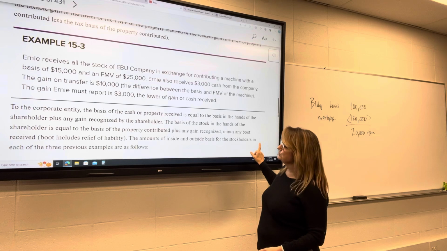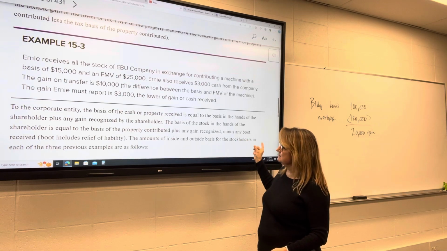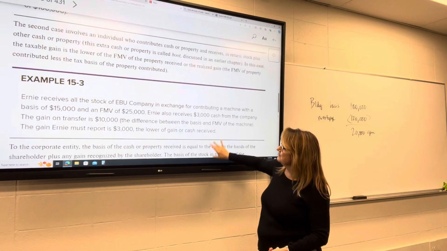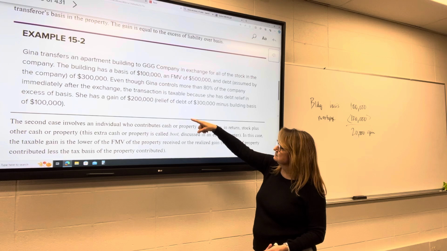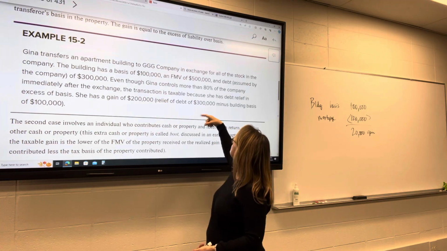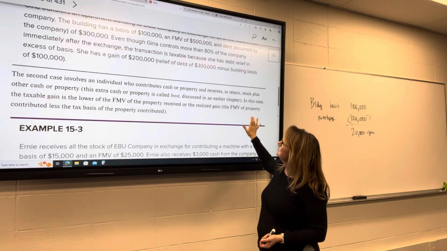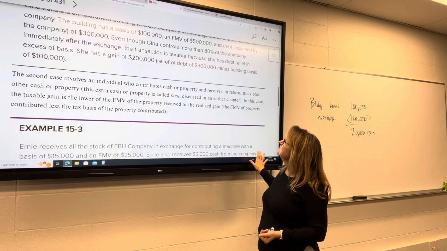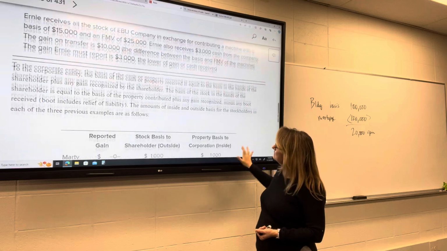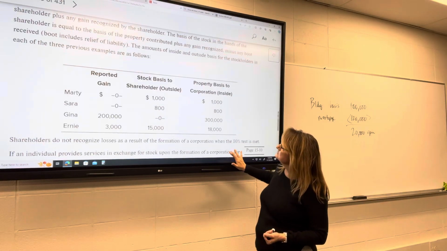Basis to the shareholder, property contributed plus any gain recognized minus any boot received. So basis of the property, again, 100,000 plus the gain of 200,000 minus the boot that she received, which is essentially the debt relief of, let's see, so that's 300,000. How did they, let's see. Did they say anything about that? It says it's 0.